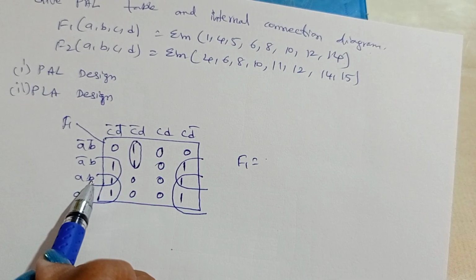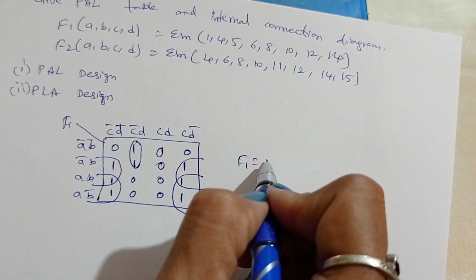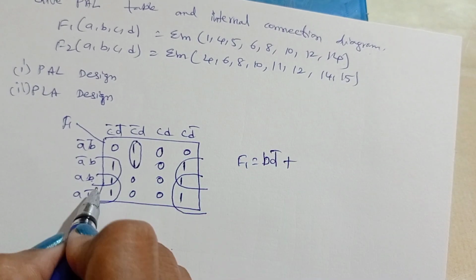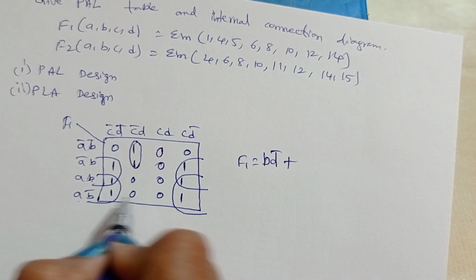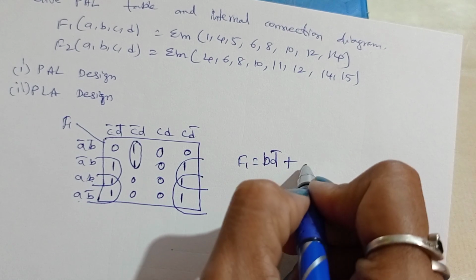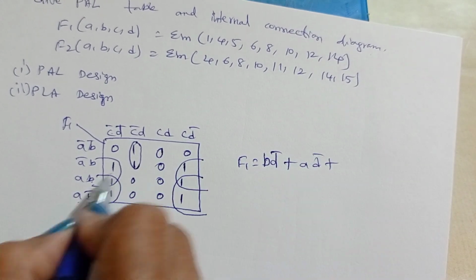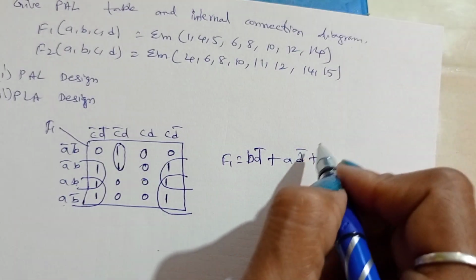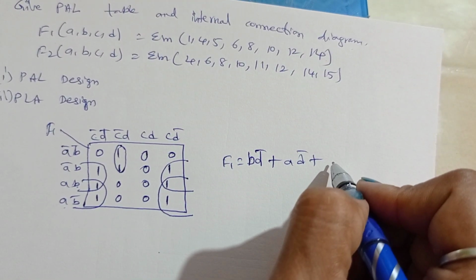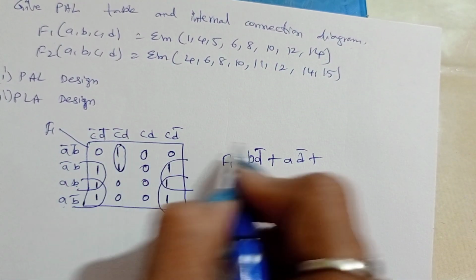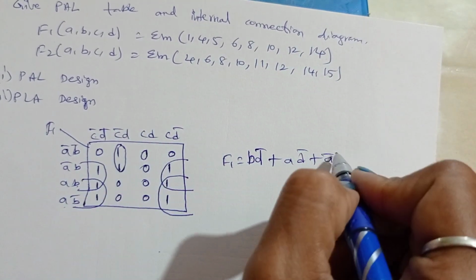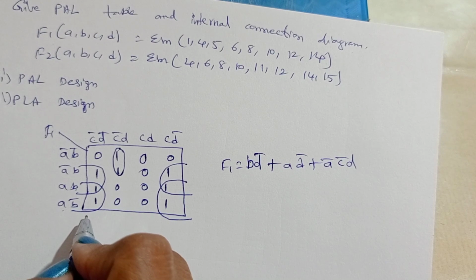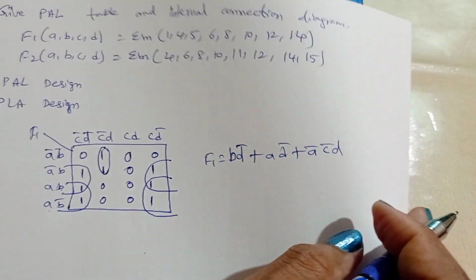So B, and from this D bar, B D bar plus from this A D bar plus this is the pair. So it determines only one variable. Here A bar is constant, A bar C bar D. This becomes the final SOP for F1.